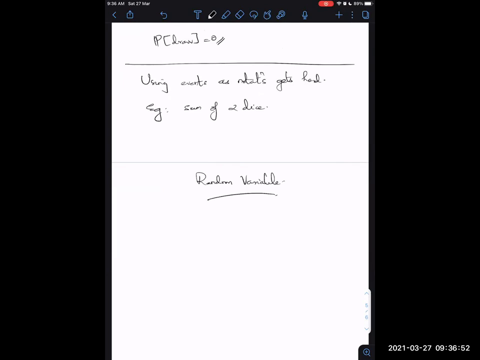Now, calling it a random variable is actually a misnomer, because there is nothing random about random variables. A random variable is basically a function. It's a function from the sample space omega to the real line. This is what you have to remember, even if you don't get anything else. This is very crucial. People confuse this all the time. It's just a function from the sample space to the real line.